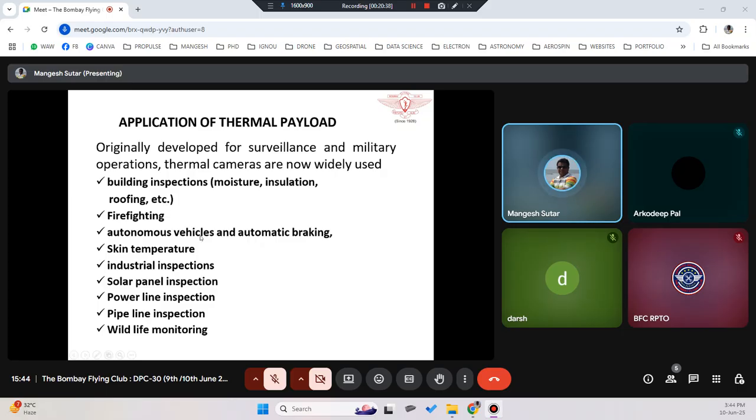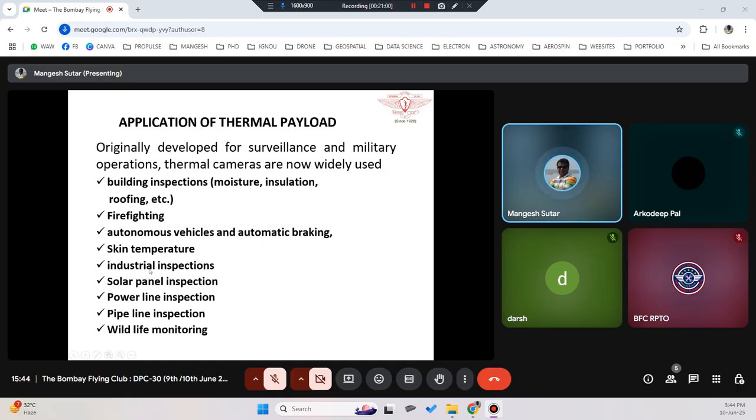Firefighting, autonomous vehicle and automatic braking, skin temperature monitoring during the pandemic or COVID times. During that time, we saw that these thermal cameras were extensively used at airports, sensitive buildings, or restricted building locations also. This thermal camera let you get the temperature of a person without touching them.